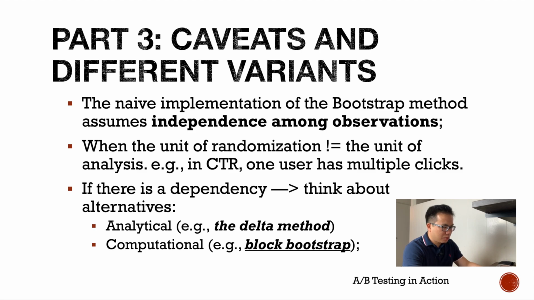The first one is we can solve it analytically, right? There's a methodology called the delta method in statistics, which allows you to estimate the variance when there's a correlation between your numerator and denominator for ratio metrics. Also, we can do it computationally, and we have a special variant of Bootstrap called block Bootstrap. We can apply this method to calculate the variance for ratio metrics or for CTR.